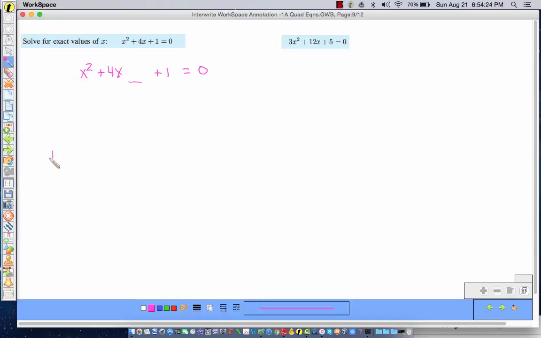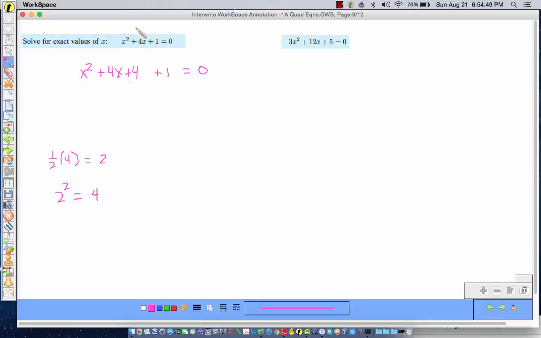So all I have to do is take half of the coefficient of the middle term, which is a 4, and then I square that, and that is equal to 4. It's just a coincidence that this coefficient and my result is 4 here. It's not always going to be the case. So what I'm going to do is add 4 here.